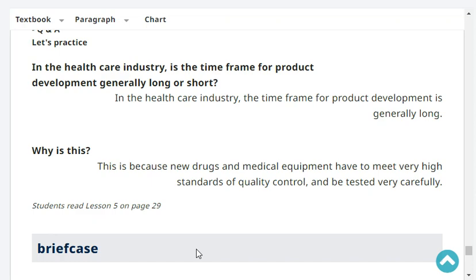In the healthcare industry, the time frame for product development is generally long.